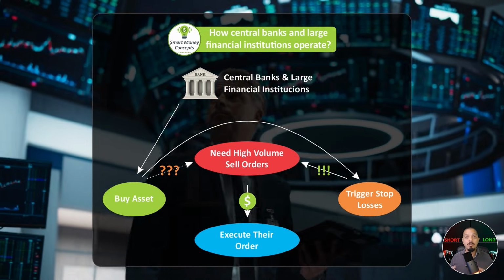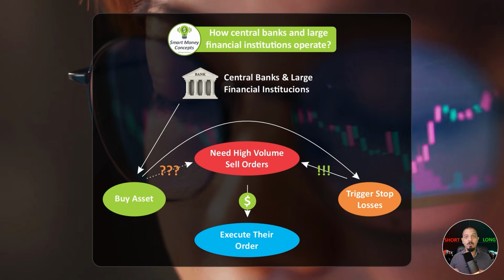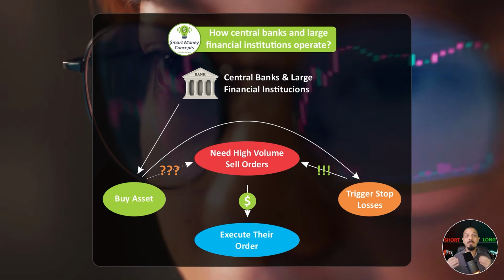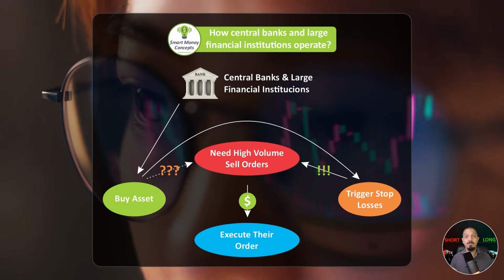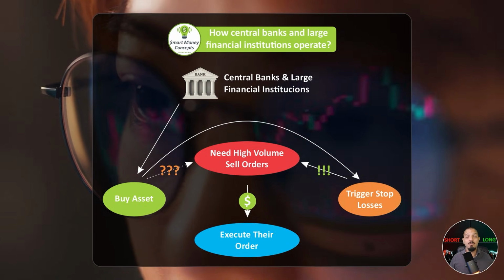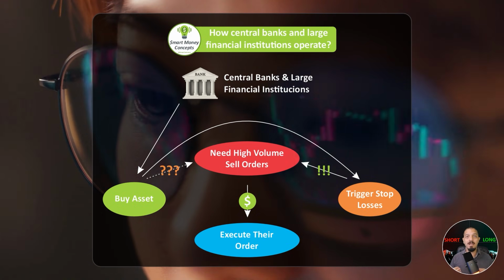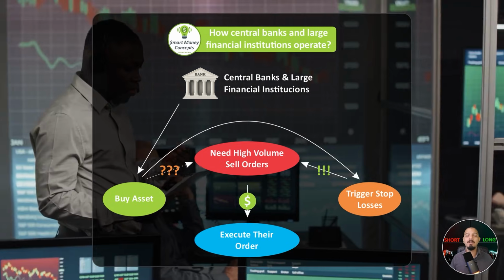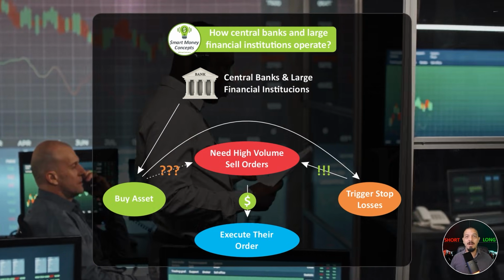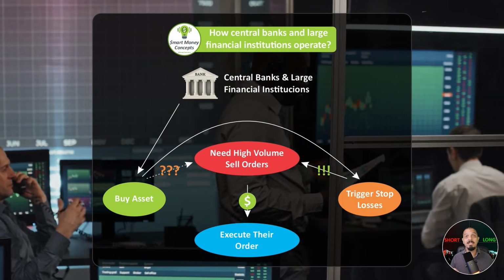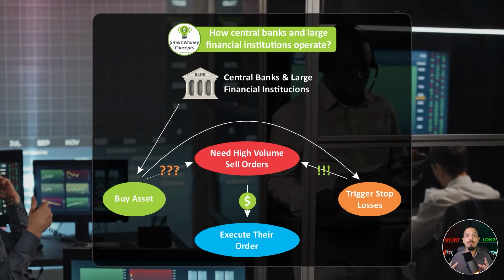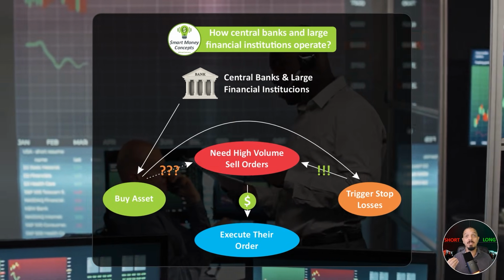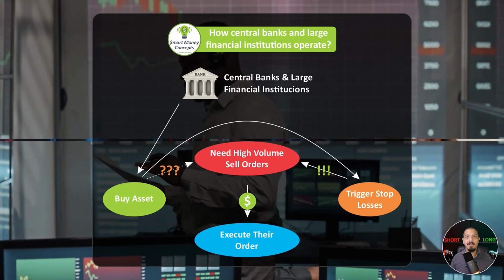Similarly, if these institutions need to execute large sell orders, they require a high volume of buy orders. They can trigger these by driving the price up to resistance levels where many retail traders have placed buy stop orders above the resistance. By pushing the price up to these levels, they can create a surge of buy orders, which provides the liquidity needed for their large sell orders. This involves creating a market scenario where the price action reaches the levels that trigger these buy stops.